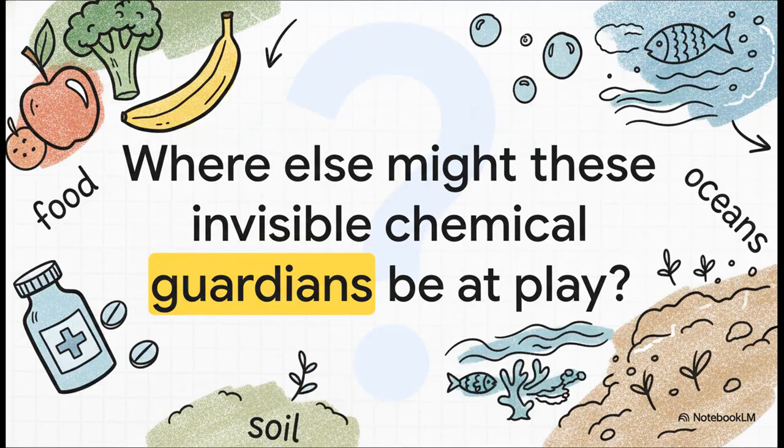So we've solved this one case, but by doing that, we've really uncovered a fundamental secret of nature. And it opens up a whole new world of questions, doesn't it? Now that you know how these chemical shock absorbers work, where else can you spot them? In the foods you eat? The medicines you might take? What about in the oceans and the soil all around us? These invisible guardians are at play absolutely everywhere.